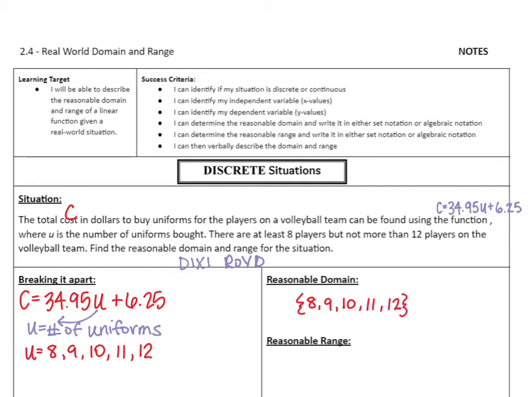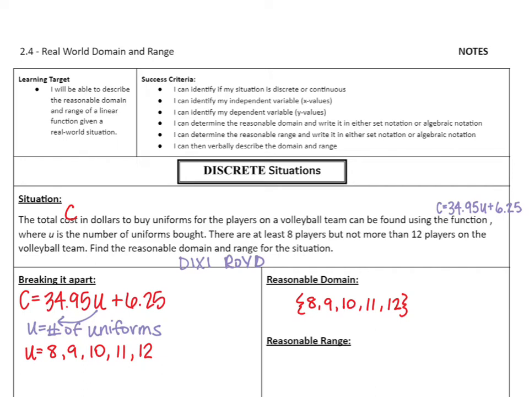Can I get half a jersey? Can I have half a person? No. So I can't have 8.5 as one of my domain values. Okay, I can't have 8.2. I can't have 10 3/4. I can only have whole numbers, and it tells me I can only have whole numbers between 8 and 12.